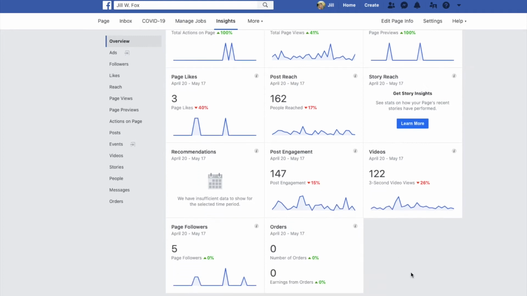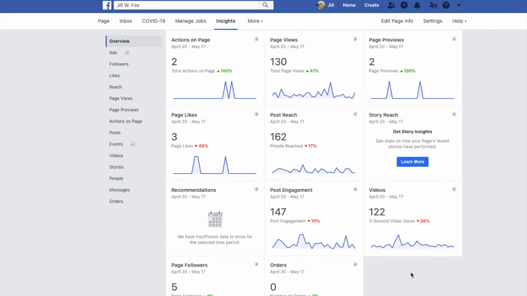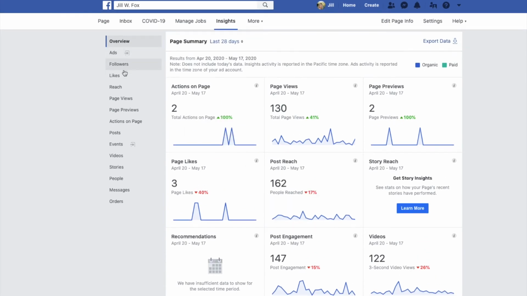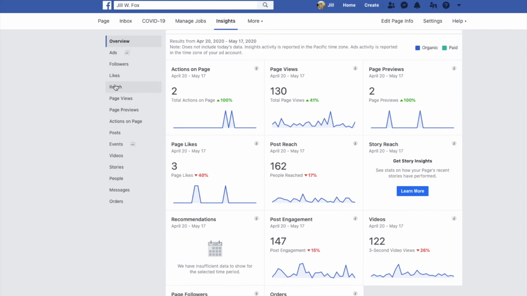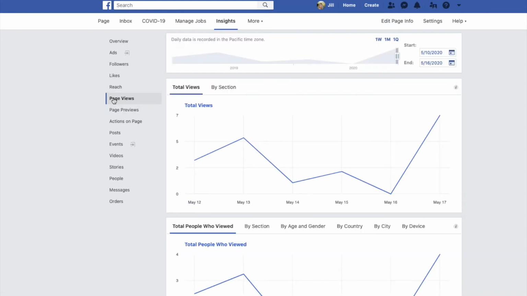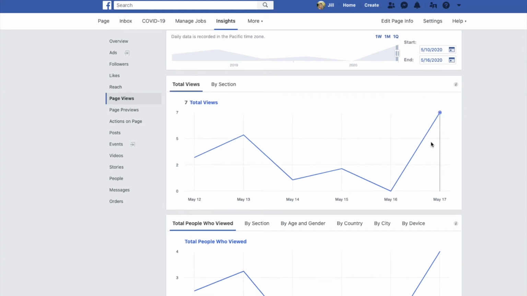So this information is helpful and useful, and you can click on anything here. Let's click on page previews, maybe. Okay, that one's not too interesting. Let's click on page views. So here we go. This is just a 1 week period of time, or 6 days, and it looks like there were seven on May 17th.